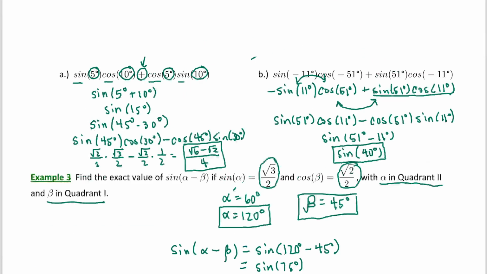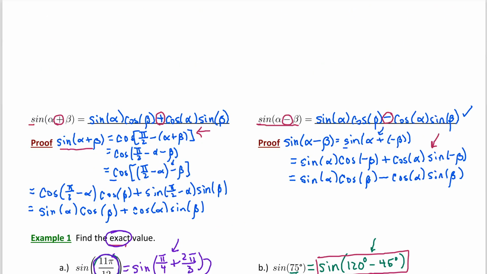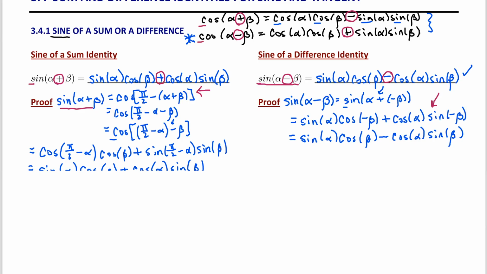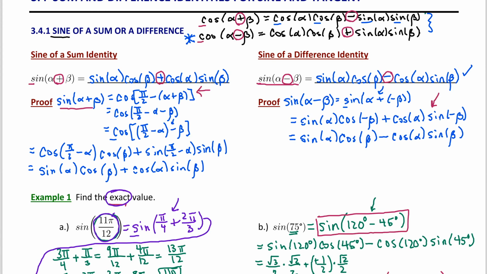So at this point, we have a set of 4 sum and difference identities. We have 2 for cosine, and now we have 2 for sine. We'll add tangent to that list in the next video.